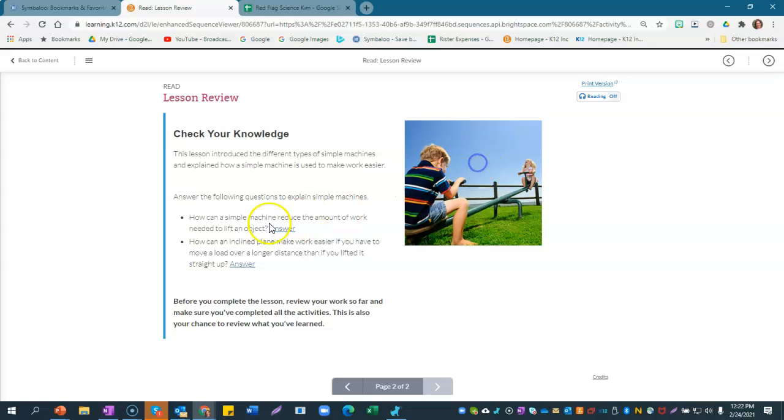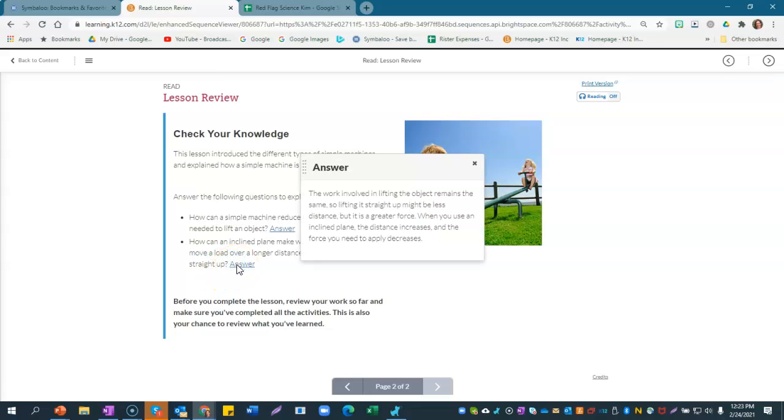Okay, so that's question one. And second, how can an inclined plane make work easier if you have to move a load over a longer distance than if you lifted it straight up? And we remember that moving example because the work involved in lifting the object remains the same. So lifting it straight up might be less distance, but it requires a greater force. So when you use an inclined plane, the distance increases and the force you need to apply decreases.